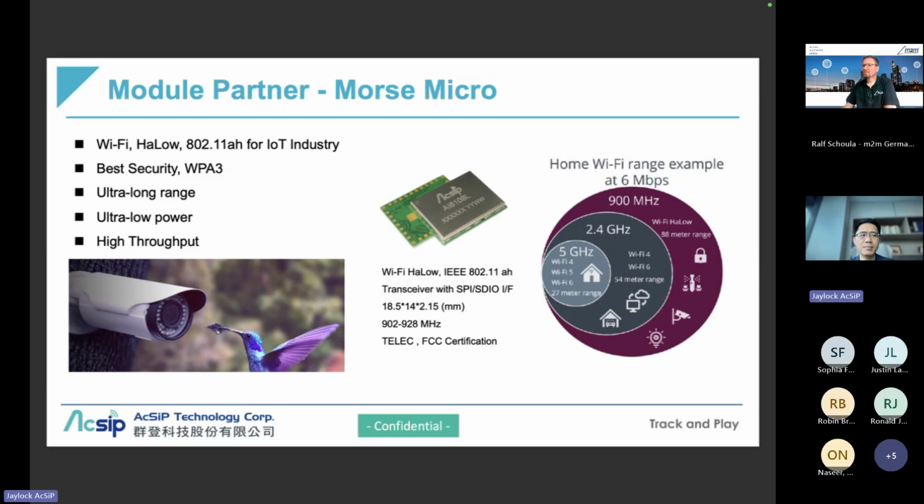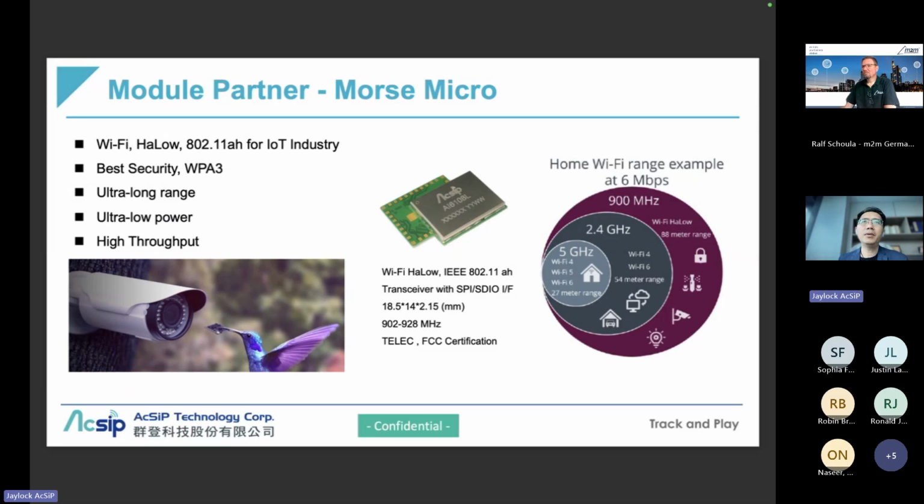Some of the customers actually use Halow technology for off-site, no-power camera surveillance. A typical Halow webcam runs on a battery in the field, can transmit around 1 to 2 km, and the battery can last about 6 to 9 months. So this is one of the advantages of Halow.